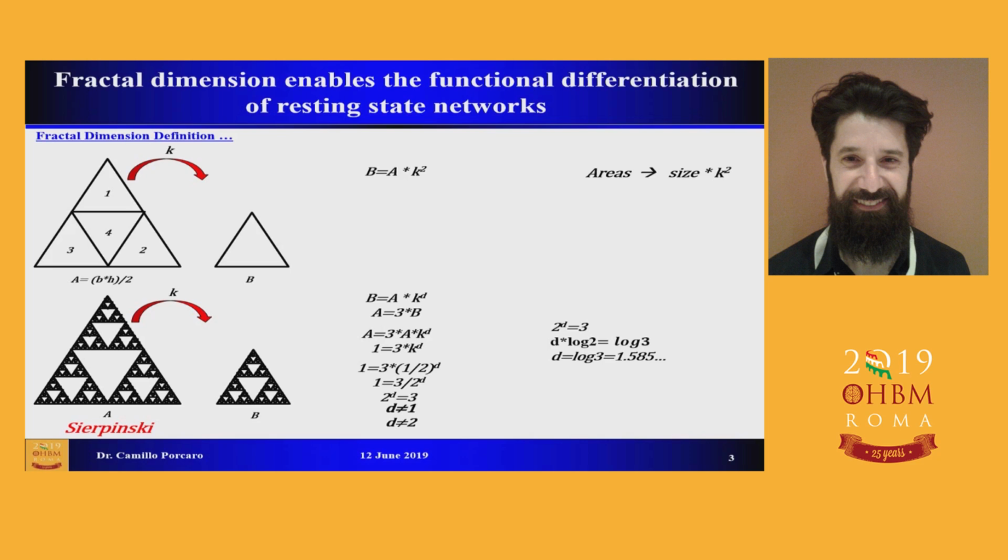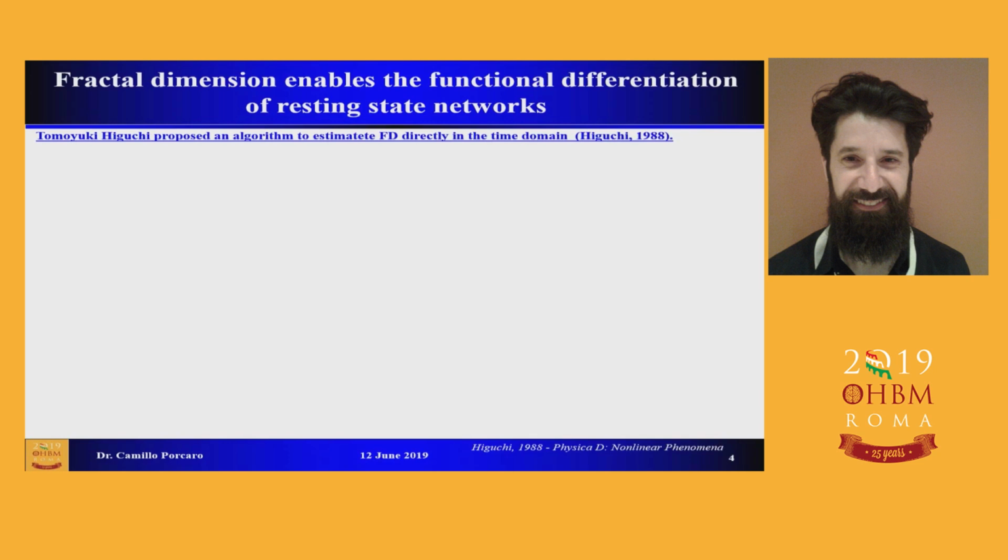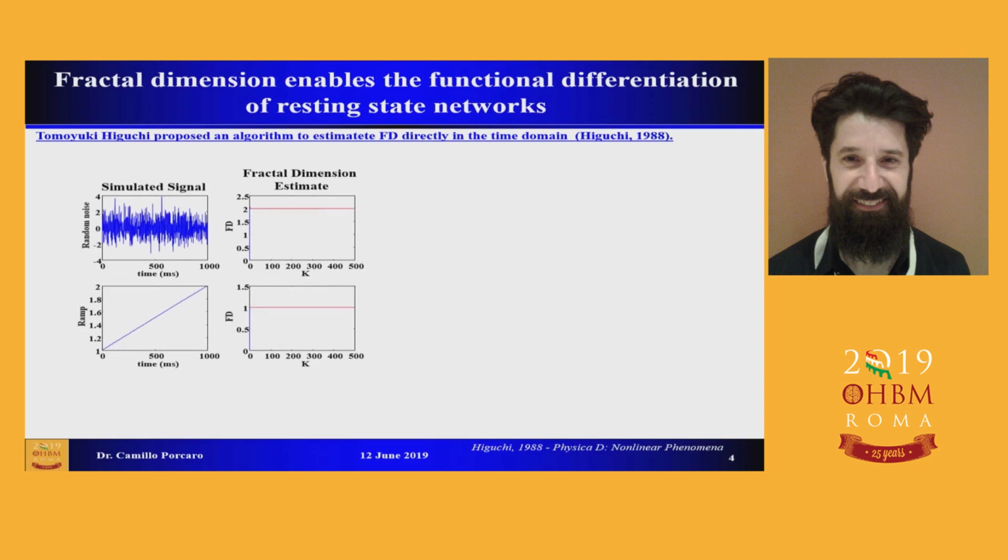Now, since we are working with brain data, so EEG data, Higuchi proposed an algorithm to estimate the fractal dimension directly in the time domain. So this is exactly what we need to estimate the fractality in the time series domain. So also here we have something whose dimension goes from 1 to 2, and what we have as the upper bound and the lower bound is exactly this.